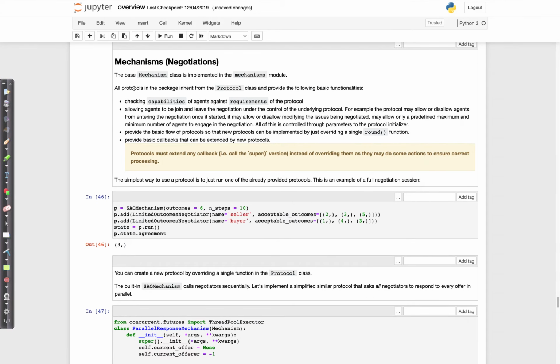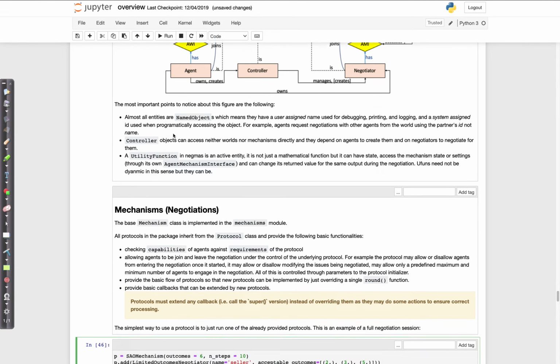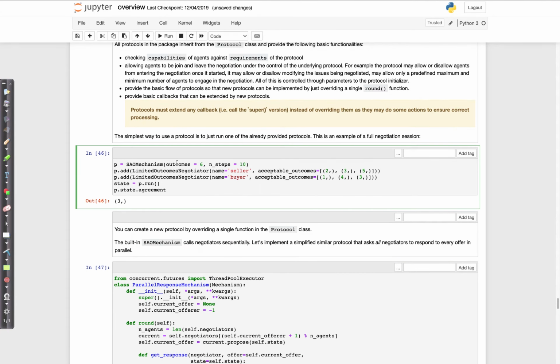So let's just see a simple negotiation. We spoke about the stacked alternating offers protocol. In NegMAS, it's called the SAO mechanism, for stacked alternating offers mechanism. Here I'm creating a mechanism, and I have to define the outcome space. I said that the number of outcomes is 6. This means it's a single issue space with outcomes 0, 1, 2, 3, 4, 5. Okay? And n_steps is the number of rounds allowed.